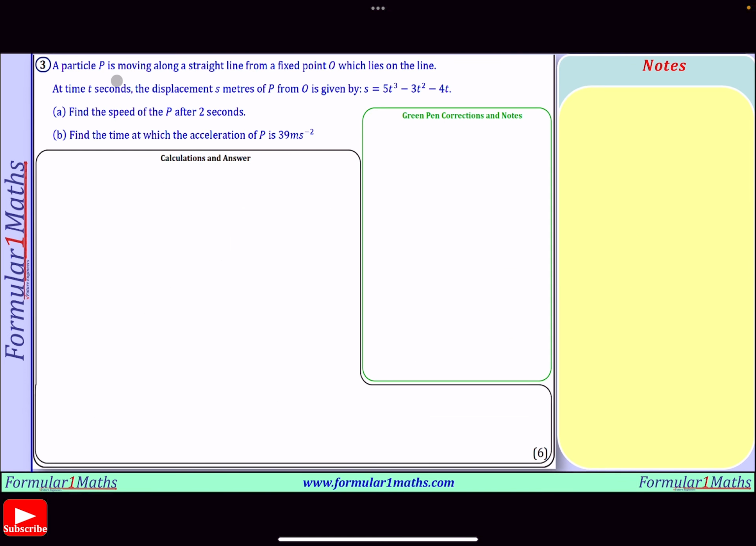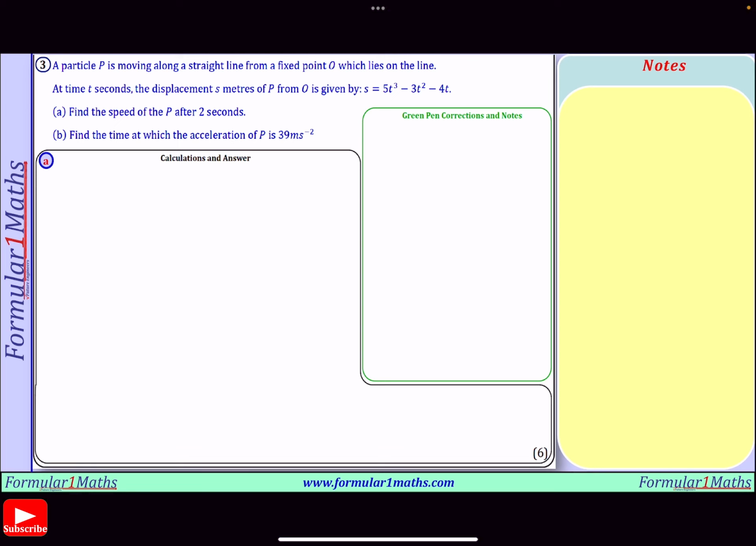Question 3. A particle P is moving along a straight line from a fixed point O, which lies on the line. At time t seconds, the displacement s meters of P from O is given by s is equal to 5t cubed minus 3t squared minus 4t. A. Find the speed of P after 2 seconds. B. Find the time at which the acceleration of P is 39 meters per second squared.